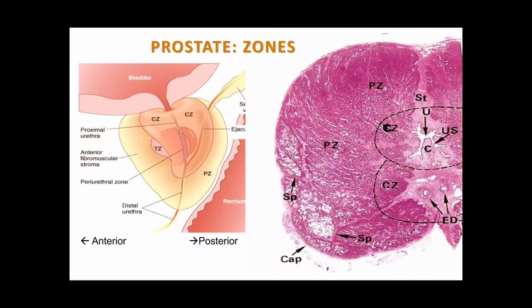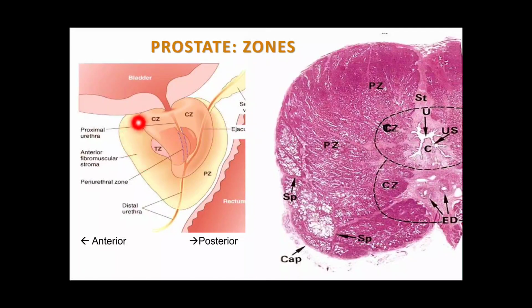So another important thing about prostate is its zones. The prostate is divided into various zones and they have got their own significance. So first zone is transitional zone. This zone is present around the urethra. It is in the periurethral location, and adjacent to it is the central zone. Central zone is present in between the ejaculatory ducts. Then outermost is the peripheral zone, and this is located posteriorly, and anteriorly there is fibromuscular stroma.